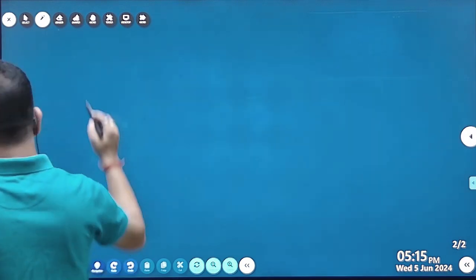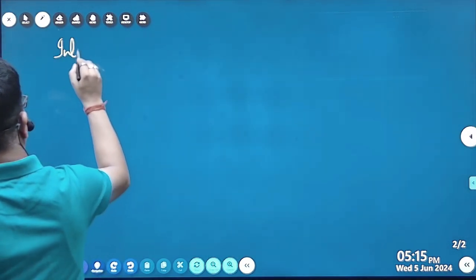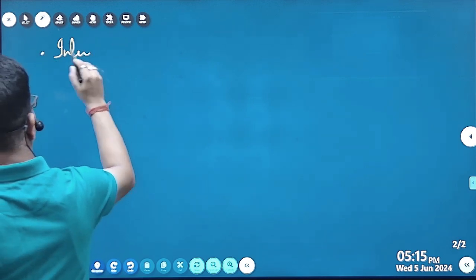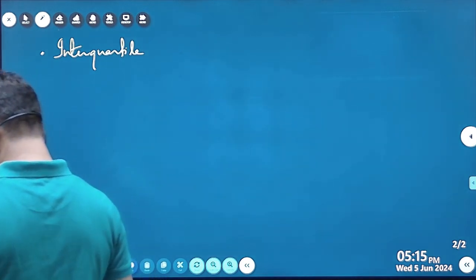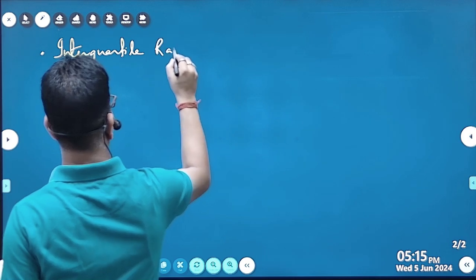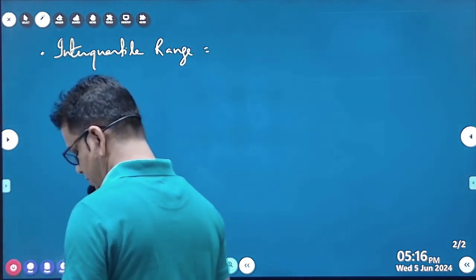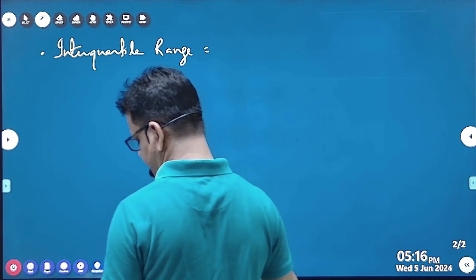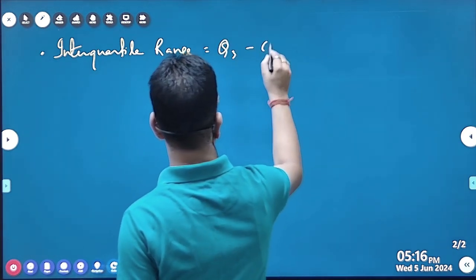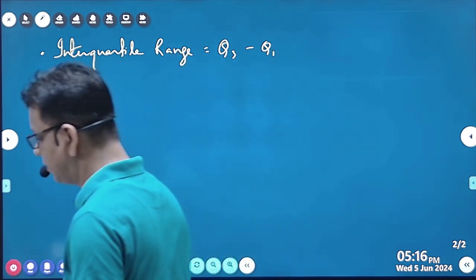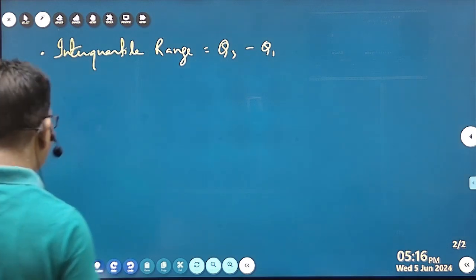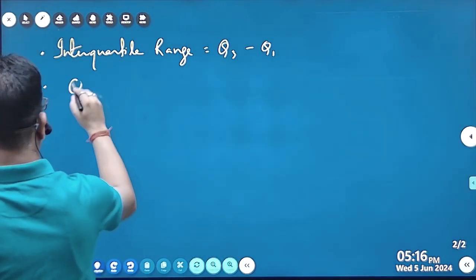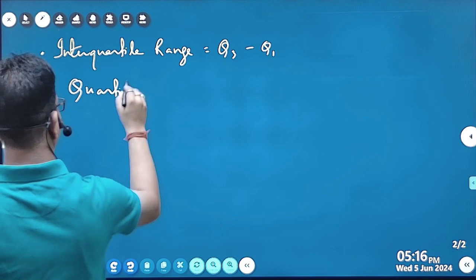So the next term, interquartile range, is equal to Q3 minus Q1. So what are those Q3, Q1? I'll explain. I'm not writing it right here. They are the third quartile and first quartile. Getting it? So we also have a term which is called quartile deviation.